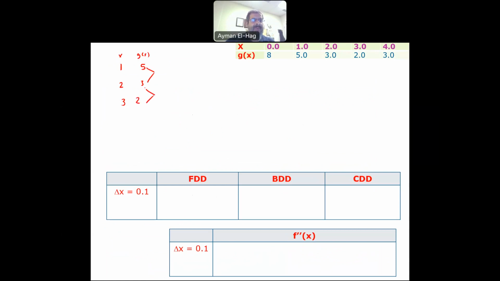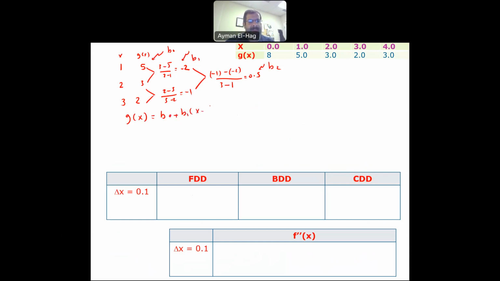So as we have learned before, 3 minus 5 over 2 minus 1, and this will give me minus 2. Then 2 minus 3 over 3 minus 2, and this will give me minus 1. And then finally, minus 1 minus 2 divided by 3 minus 1. So here, minus 1 over 2 will give me 0.5. So this is basically your B0, B1, and B2.